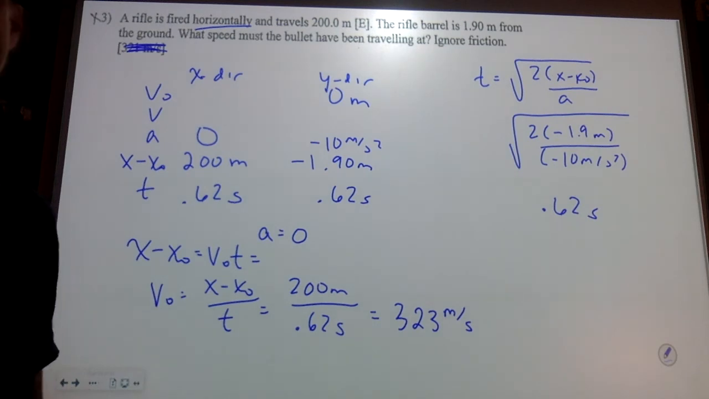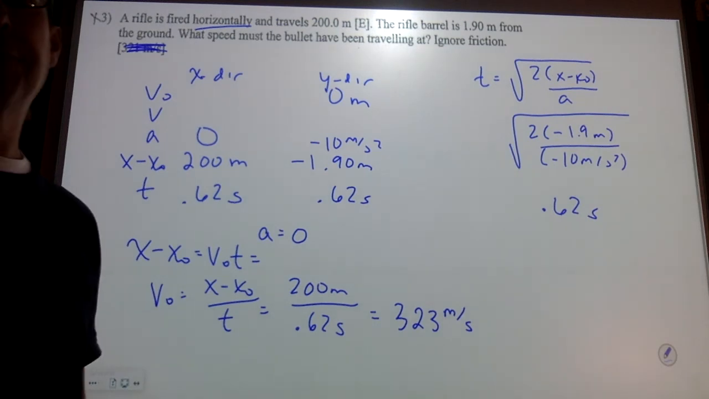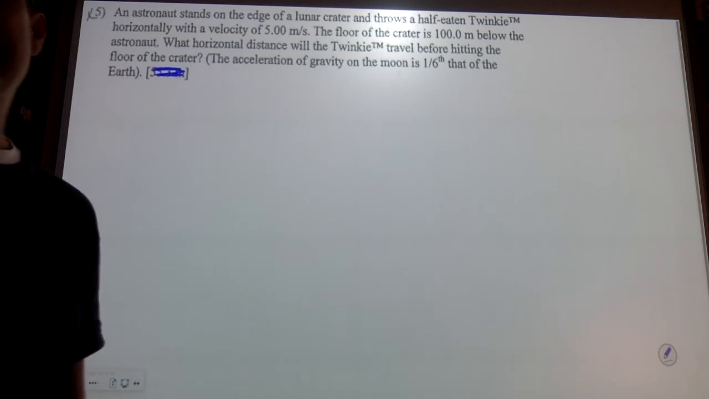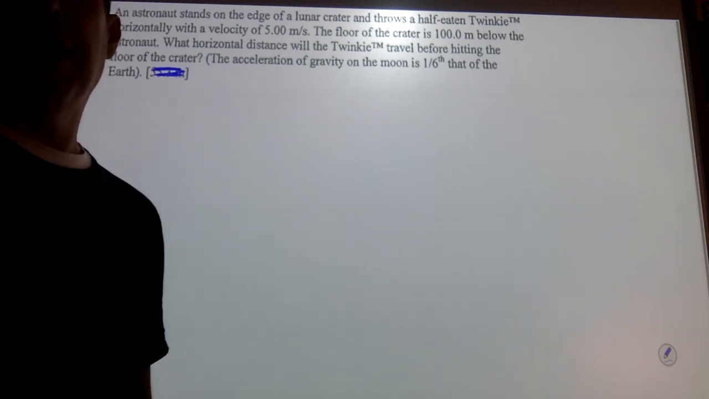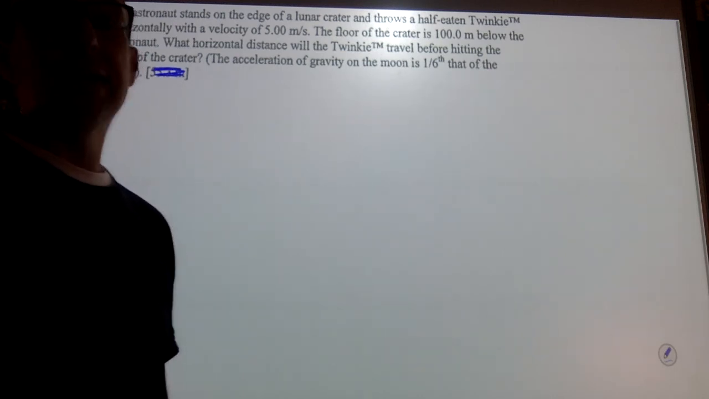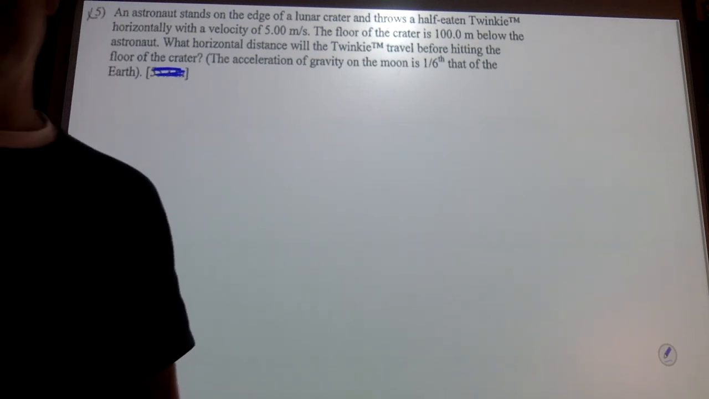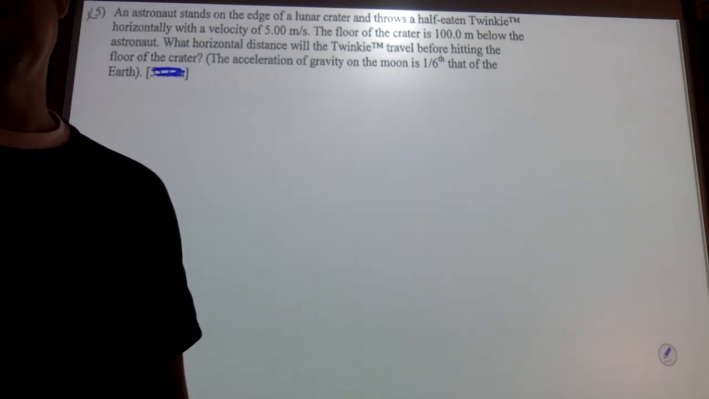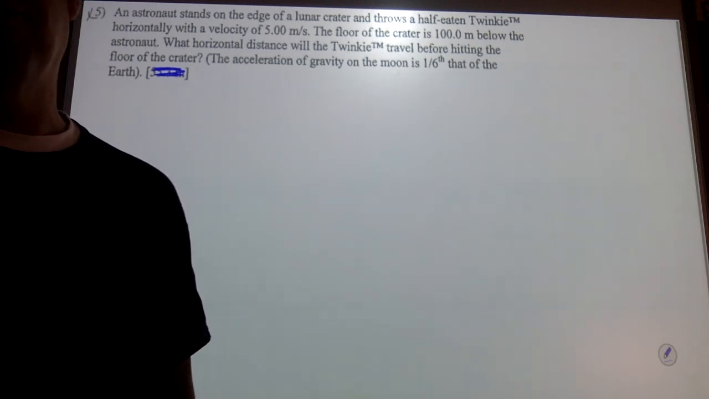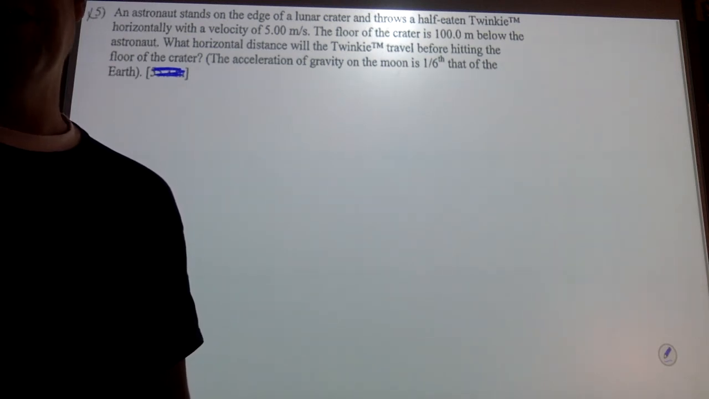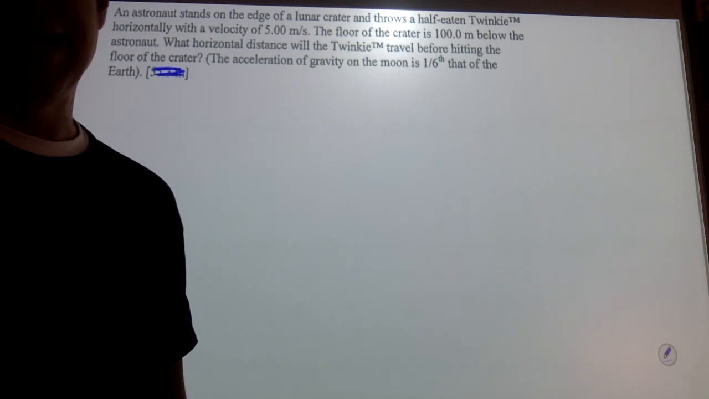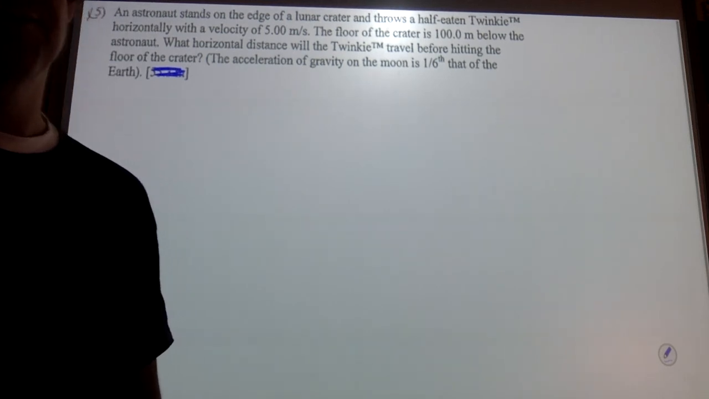All right, we're going to do one last example that's a little bit different. An astronaut stands on the edge of a lunar crater and throws a half-eaten Twinkie horizontally with a velocity of 5 meters per second. The floor of the crater is 100 meters below the astronaut. What horizontal distance will the Twinkie travel before hitting the floor of the crater? The acceleration of gravity on the moon is 1/6 that of the Earth.